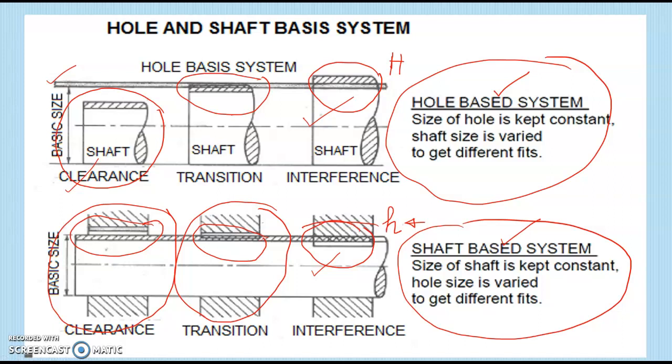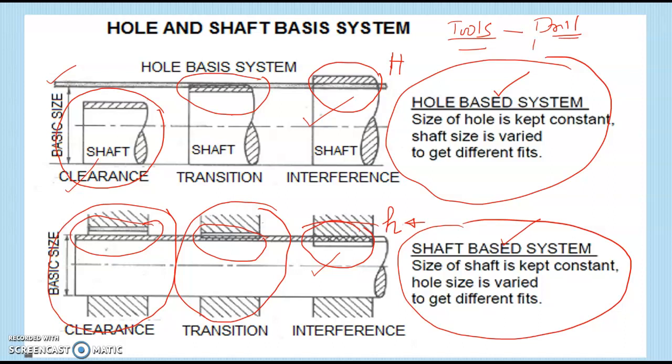Since we have two systems, the hole basis system and the shaft basis system, a question arises: which one is mostly used? The answer is the hole basis system, and the reason is that the hole making tools are standardized. We know that the tools used for making holes start with a drill. These drills are standardized, and the sizes of the drills are standardized.